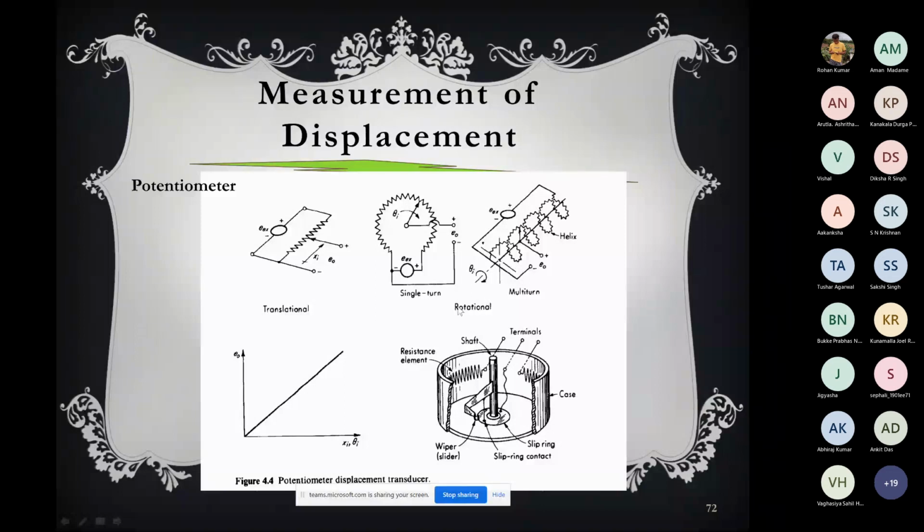So for the timing, you see that this is a multi-turn resistance, and this can be used. So when you give that rotation theta I, the slider will rotate and move forward. Okay, kind of helix movement. So it will rotate and move forward on the wire, and you measure the E0, and from there you can calculate the theta I. So it is called the multi-turn potentiometer. So these are the three types of potentiometer you can see.